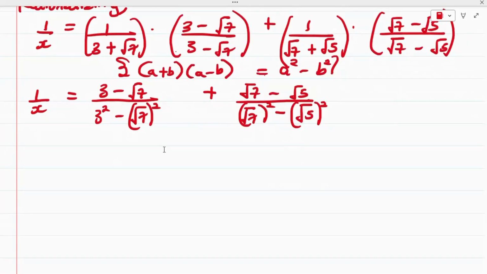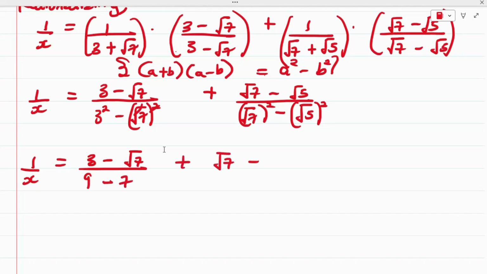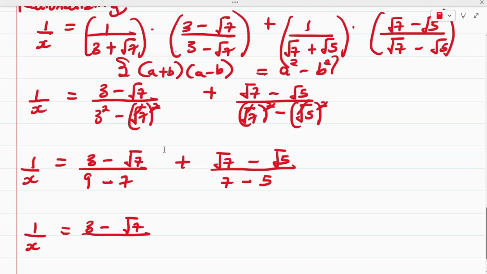whole square. So we have 1 over x is equal to 3 minus the root of 7 divided by 3 square, which is 9, minus this, we cancel out this, we have 7, plus the root of 7 minus the root of 5 divided by 7 minus 5, which cancels out to give 5. So we have 1 over x is equal to 3 minus the root of 7 divided by 9 minus 7, which is 2, plus the root of 7 minus the root of 5 divided by 7 minus 5, which is 2.